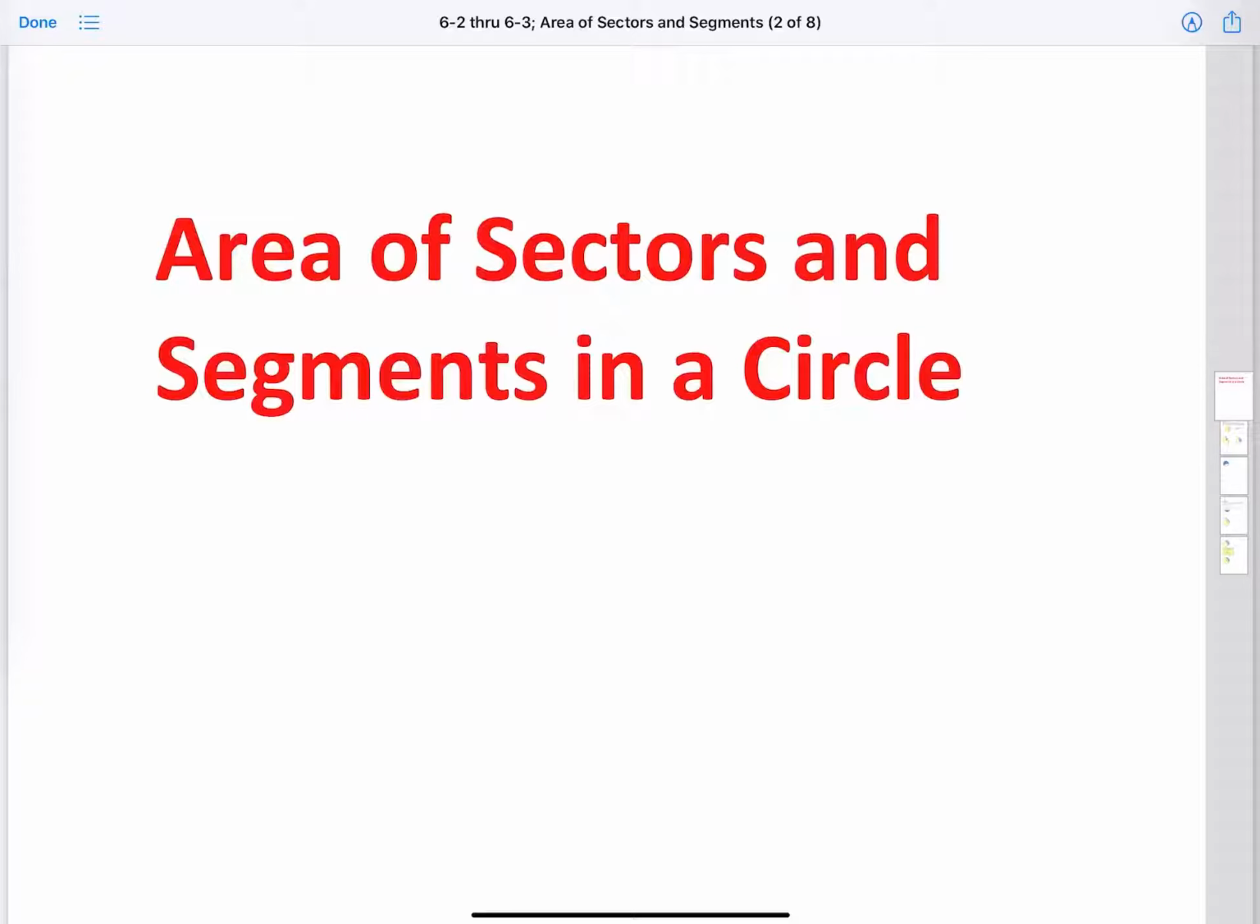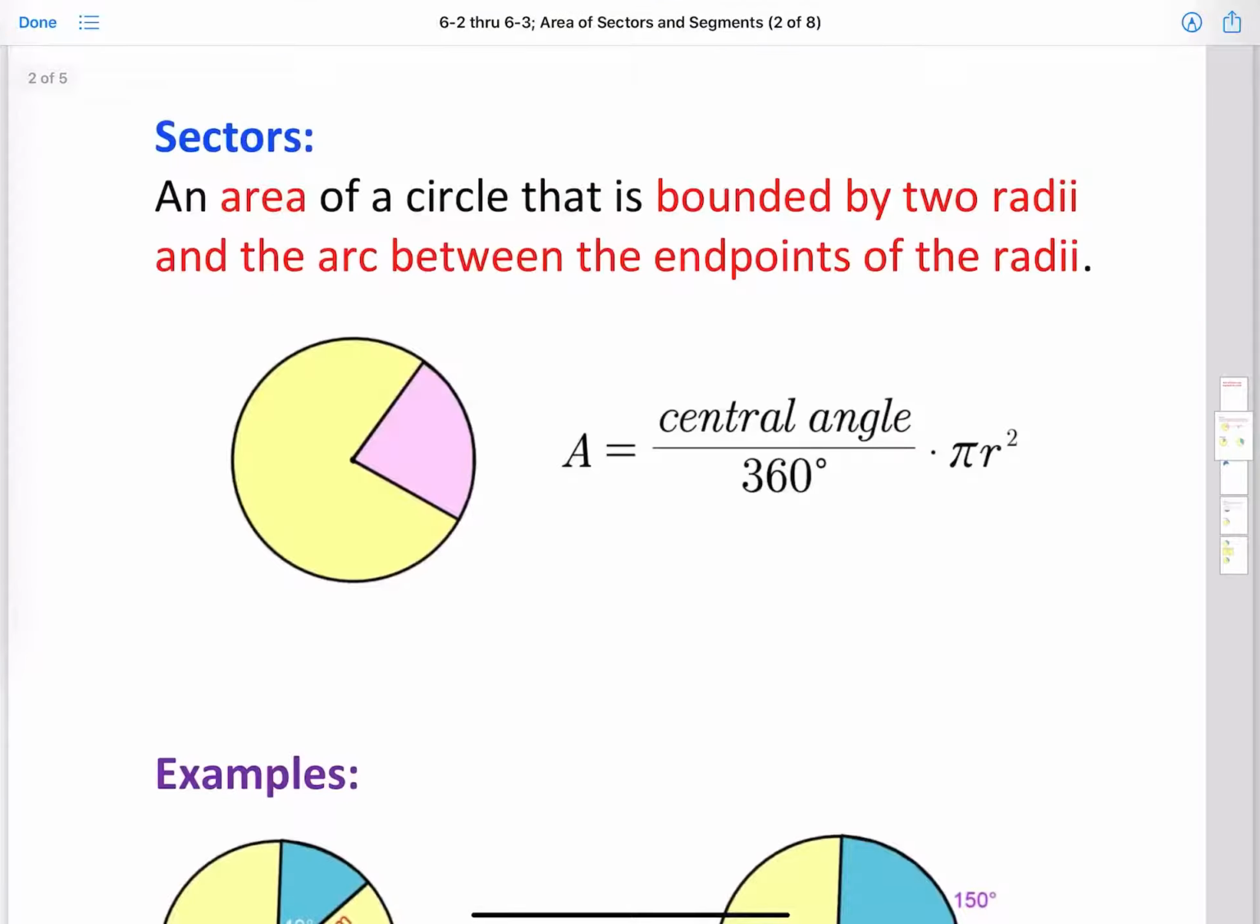So let's take a look at what a sector is. A sector is basically the area of a circle that is bounded by two radii and the arc between the endpoints of the radii. Radii is the plural term for radius. So here we have two possible sectors.